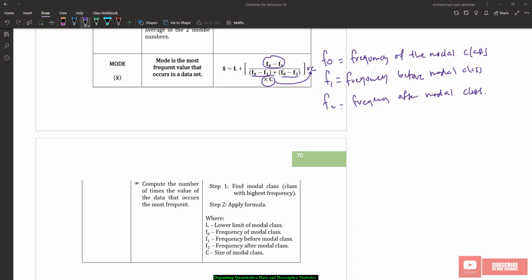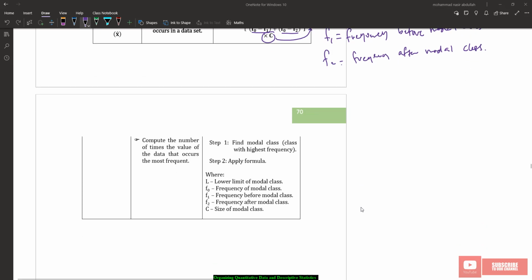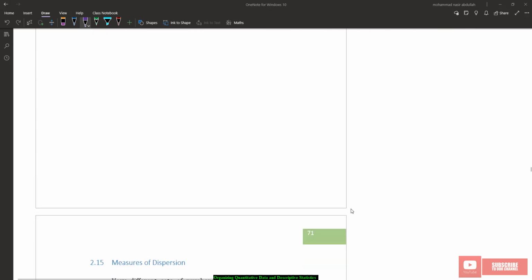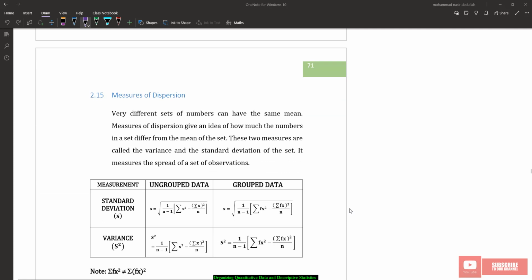Alright, I hope you understand. Again, if you're not paying attention to this, I'm not sure you can understand this concept, right? And then when you apply the formula, you will get the value of the mode, right? Later on, we will see how to calculate mean, mode, median.